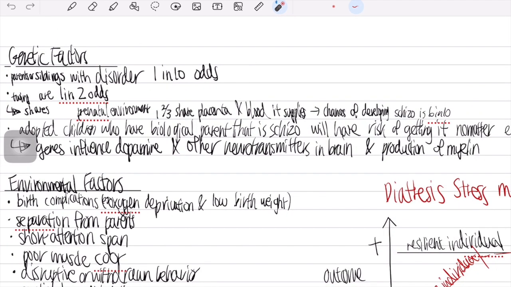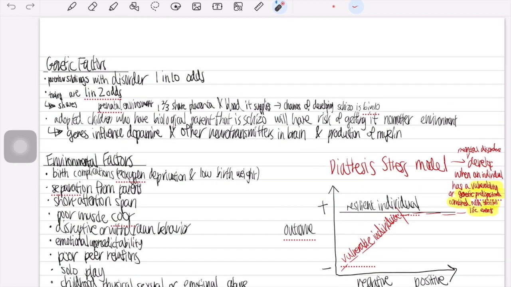In terms of genetic factors, again, I mentioned that if you have family or siblings or parents with the disorder, there is a 1 in 10 odds. But if you are identical twins, then it is a 1 in 2 odds, so a 50% chance that you will get schizophrenia if your twin has schizophrenia. And again, there are many factors to this. It is because they share the same prenatal environment, and the placenta, and the blood that it supplies.